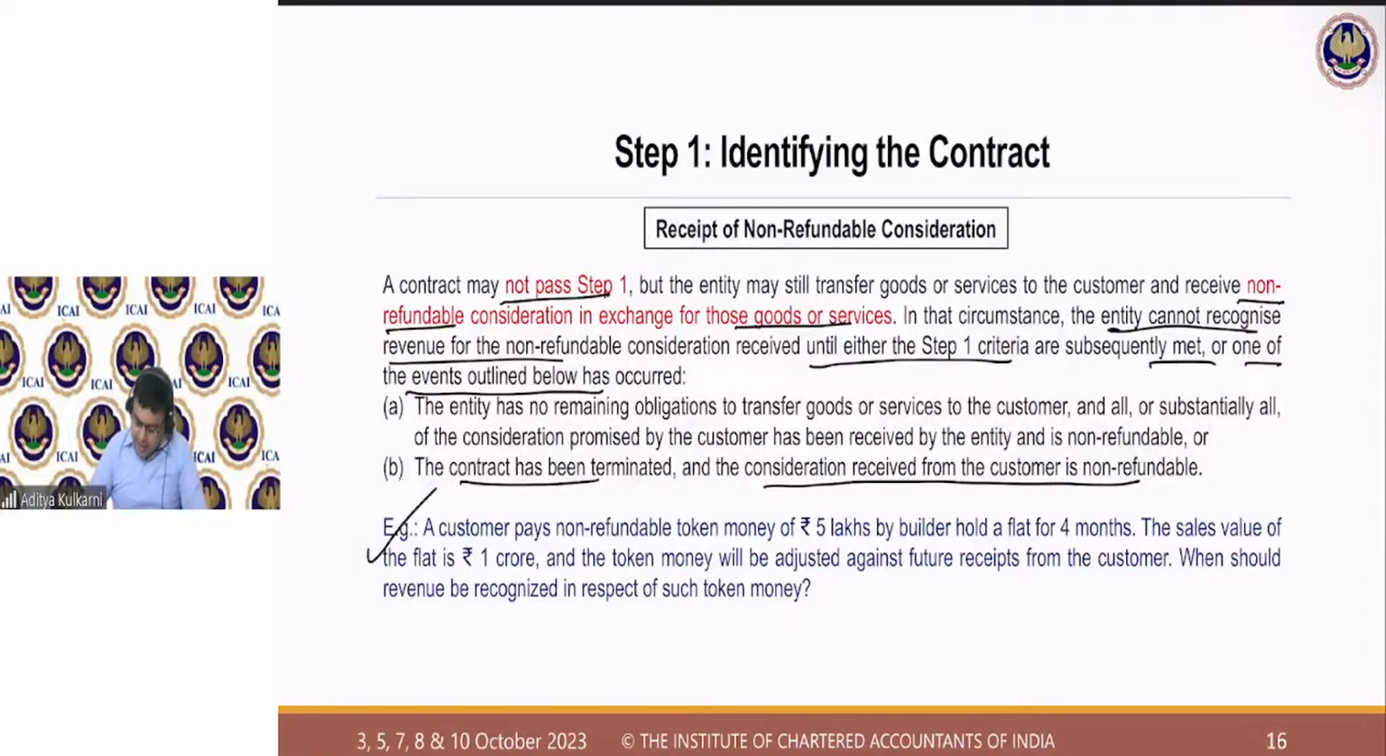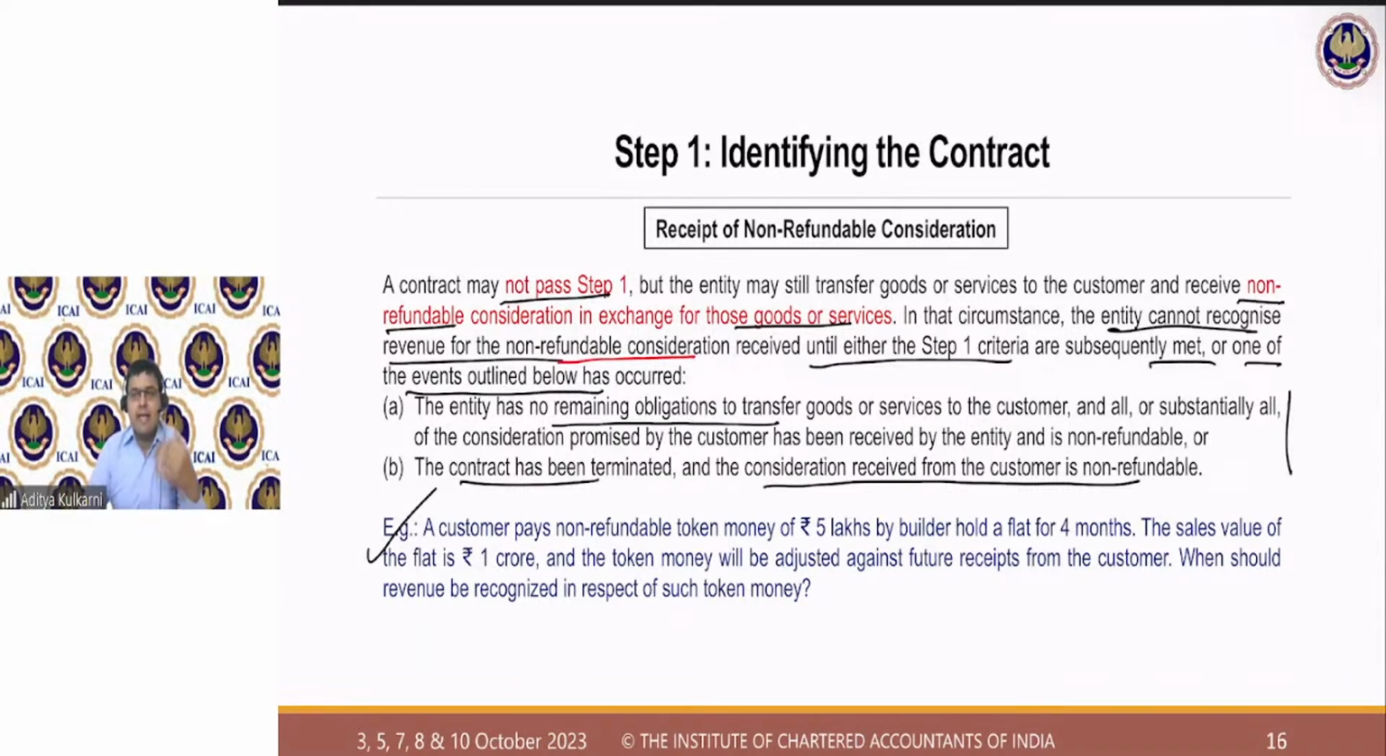So what the standard has prescribed is the entity cannot recognize the revenue for the non-refundable consideration until either step 1 criteria are subsequently met or one of the events outlined below has occurred. That is, the entity has no remaining obligations to transfer goods or services, or second one is the contract is terminated and the consideration is non-refundable.